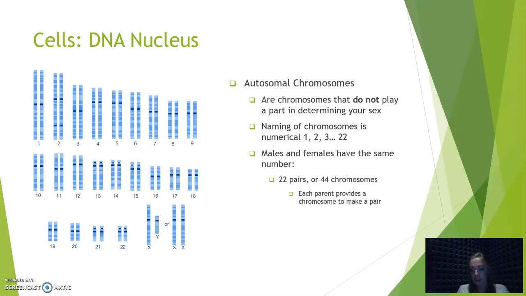So 22 pairs of these chromosomes are autosomal. They do not determine your sex. They're just named 1, 2, 3, 4, 5. And as I just mentioned on the last slide, 22 pairs, and then 44 chromosomes. And each parent provides a chromosome to make a pair.